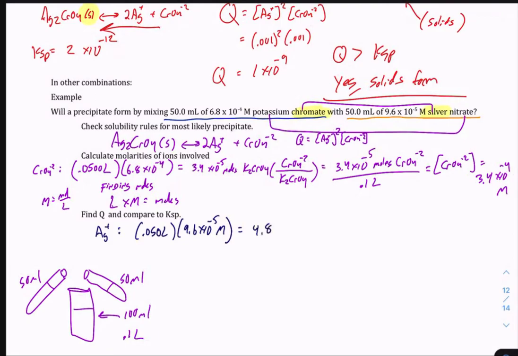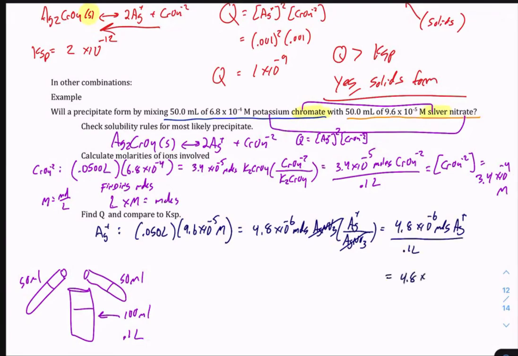So this is 4.8 times 10 to the minus 6 moles of AgNO3. Nitrate we don't need. I just need the silver, so I have converted out of that. And both ions are in the same solution, right? So the total volume is the same. So I need to divide this again by the total volume, which is 0.1 liter. So 4.8 times 10 to the minus 5th molar silver.